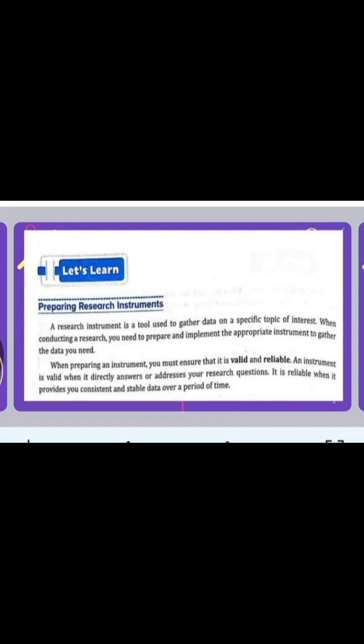When preparing an instrument, you must ensure that it is valid and reliable. An instrument is valid when it directly answers or addresses your research questions. It is reliable when it provides you consistent and stable data over a period of time. An example of this is surveys or questionnaires.